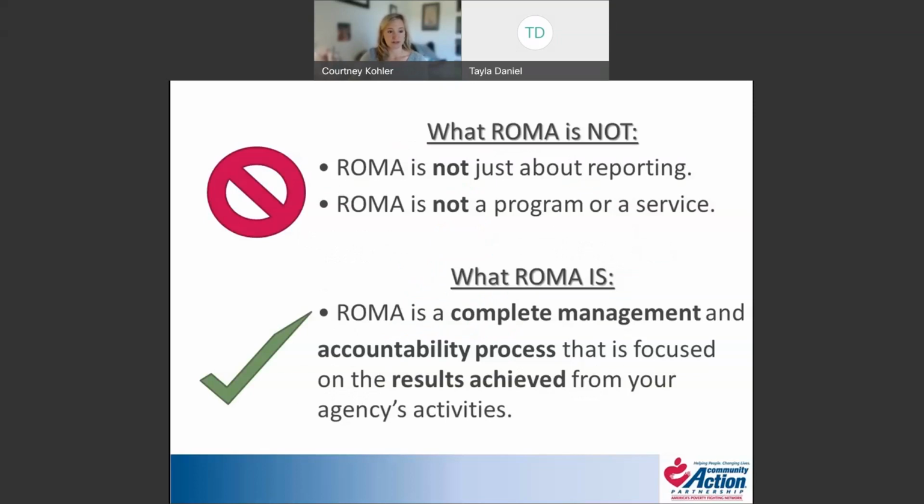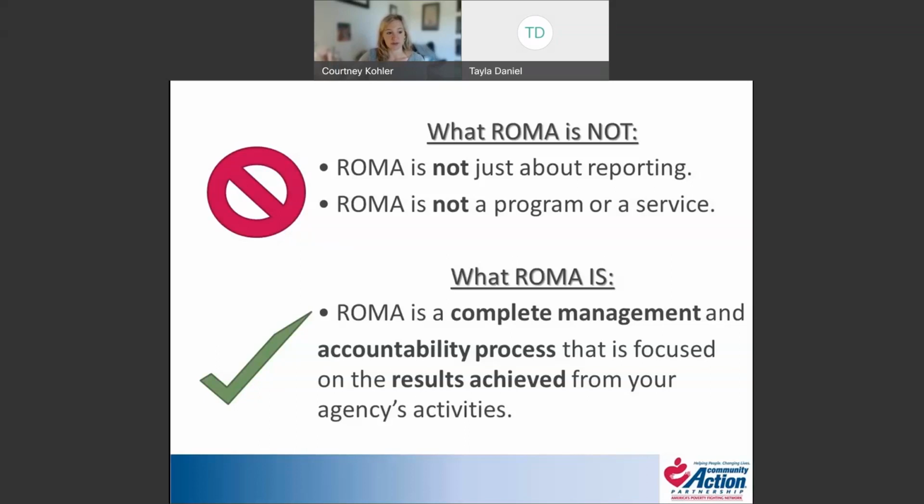And so there's also similar misconceptions about ROMA. A lot of times, people tie ROMA to the report, to the NPIs. And it's not just about reporting. Also, ROMA is not a program or a service. So it's not just something that we do, but it's really that complete management and accountability process that is focused on results and what's achieved by the agency's activities. And it's also really just a way of providing a framework for continuous quality improvement too.